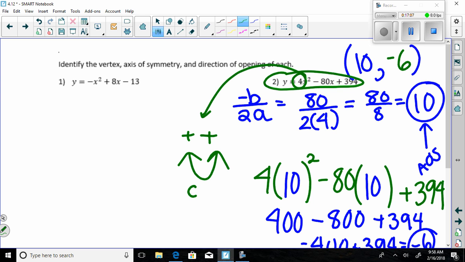Opens up. And I know it's not asking for it, but it's on your Excel, so I want to get you used to it. Will this have a min or a max? A min, right? So I put this right here, and so my minimum, what would my minimum be? Negative 6. So you don't have to do that for every problem, but I just want to get you used to what's the x-coordinate of your vertex referred to with your y-coordinate.